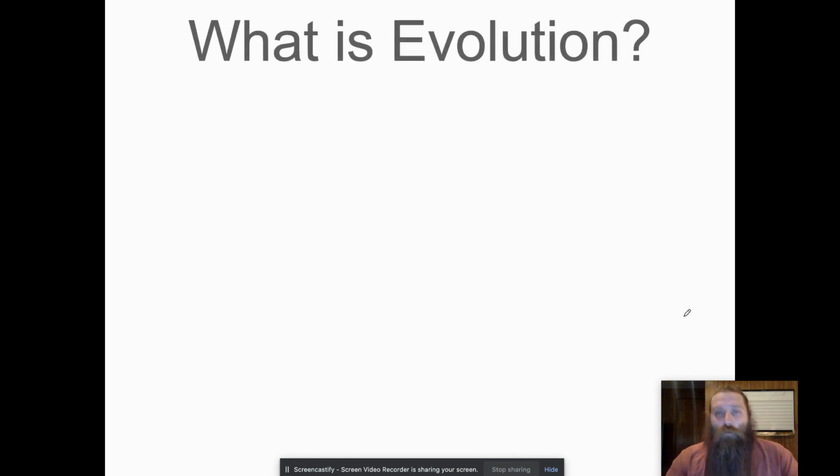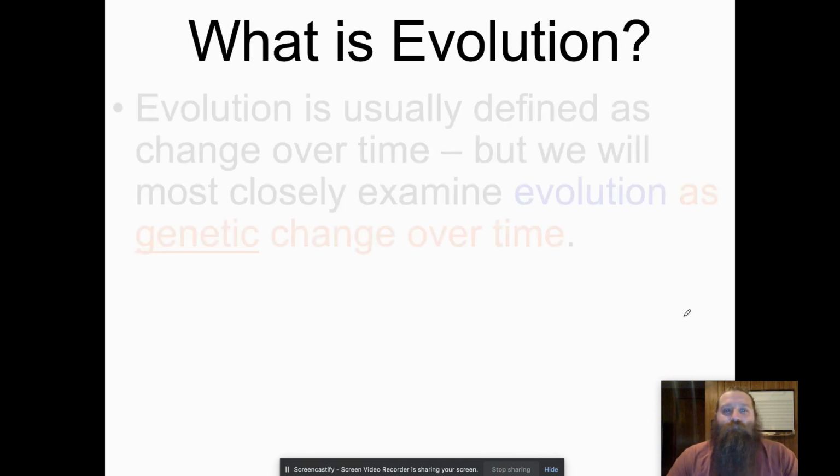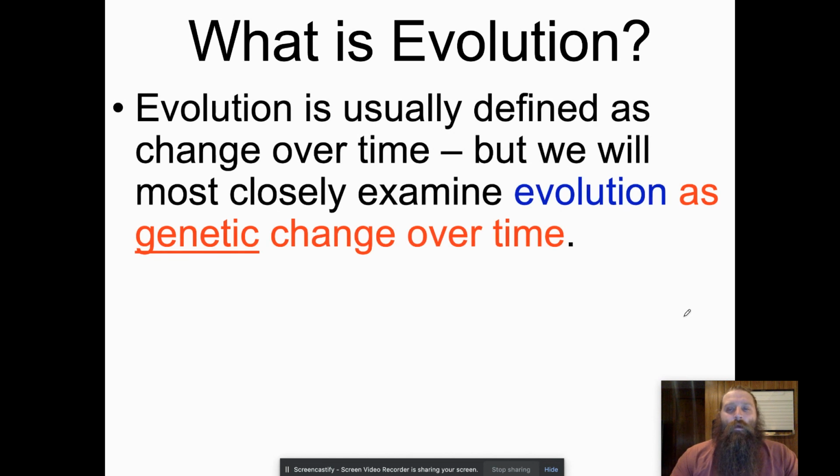So let's start with a simple question. What is evolution? The general description for evolution that most people give is, it's just change in a species over time. We're going to examine that with a little bit closer, a little more accurate definition, and that is that evolution is genetic change over time.